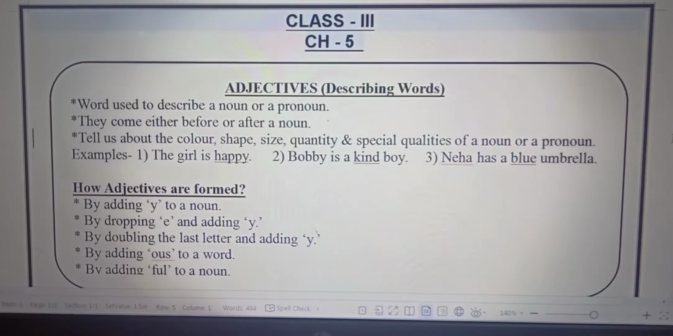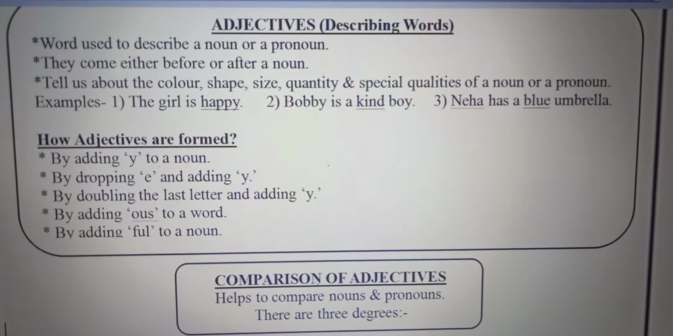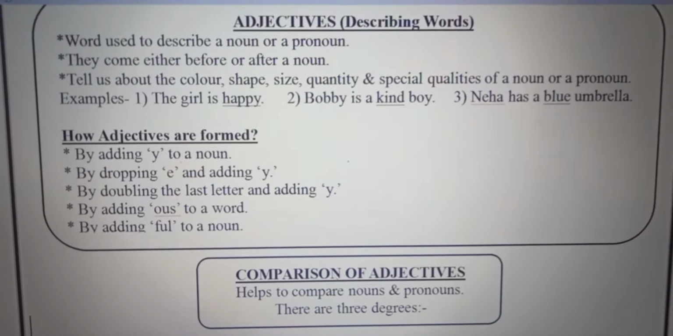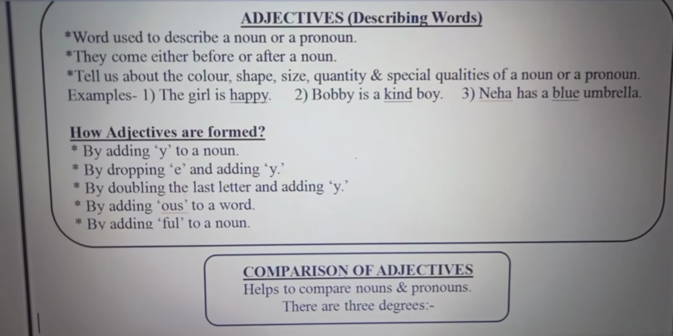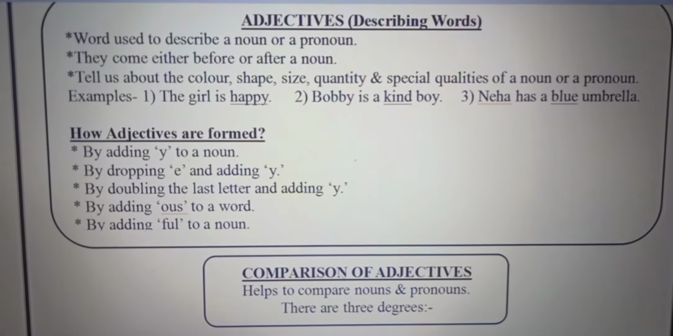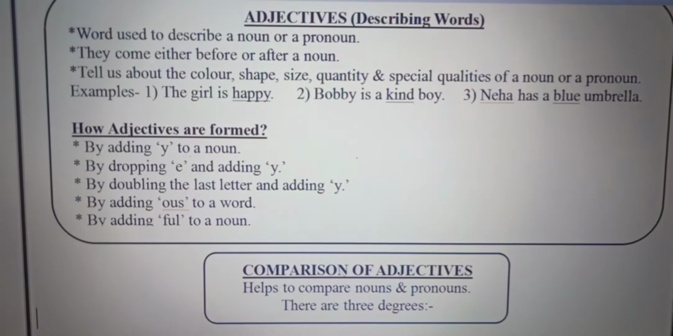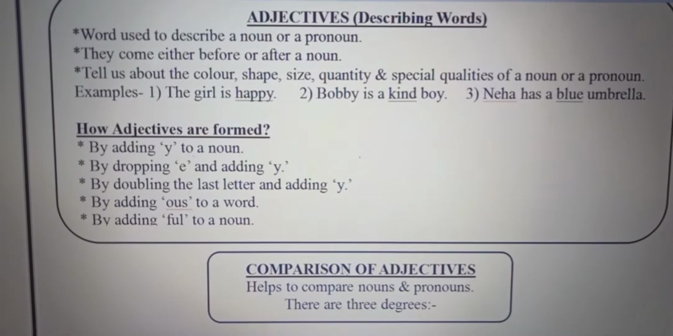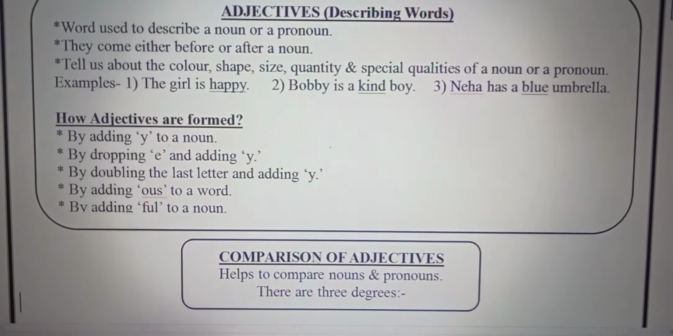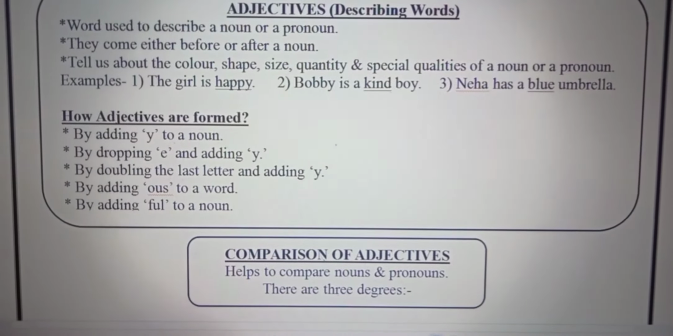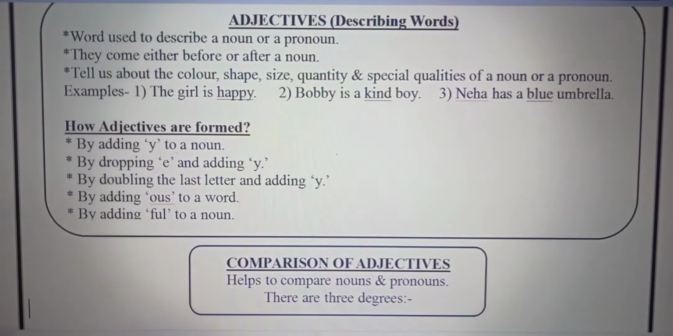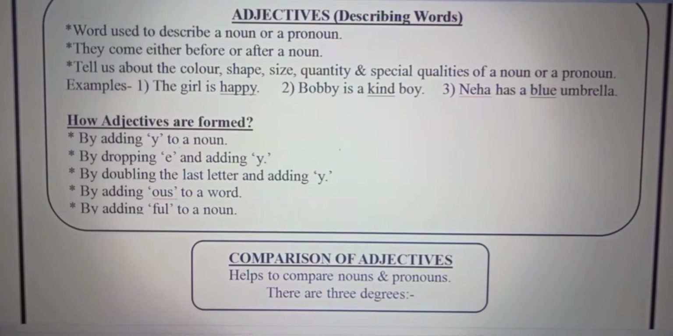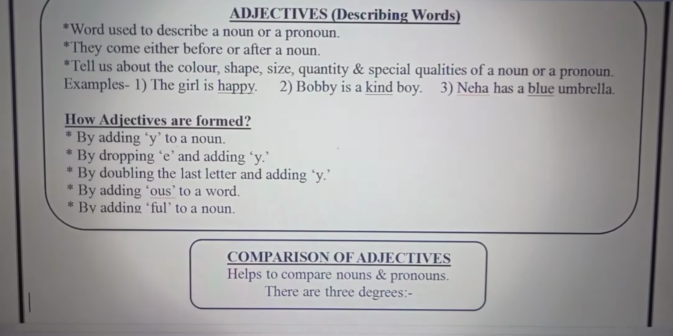Now, let's see how adjectives are formed. First of all, by adding y to a noun. For example, if sun is given, we will add n and y to it, making it sunny, which is an adjective. Then second is by dropping e and adding y. For example, if I am saying shade, in shade the last letter is e, so we will remove it and add y in place of e, making it shady.